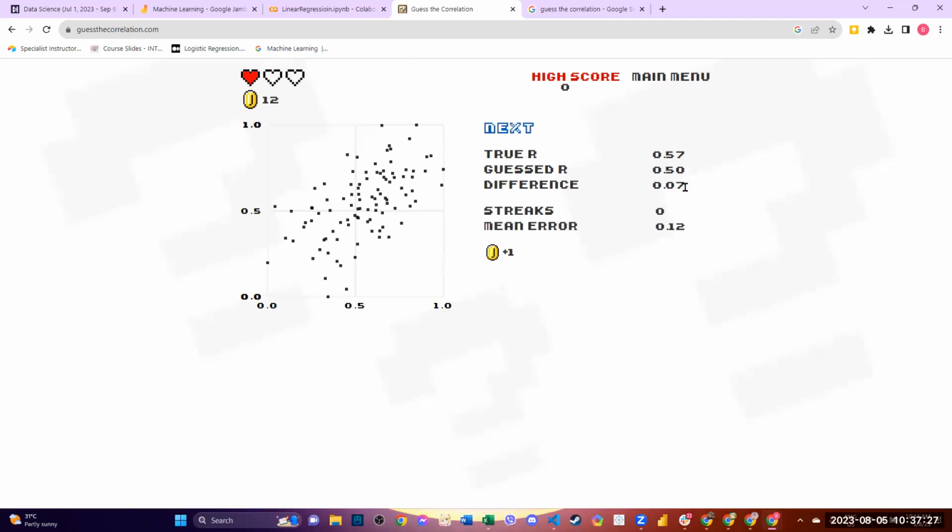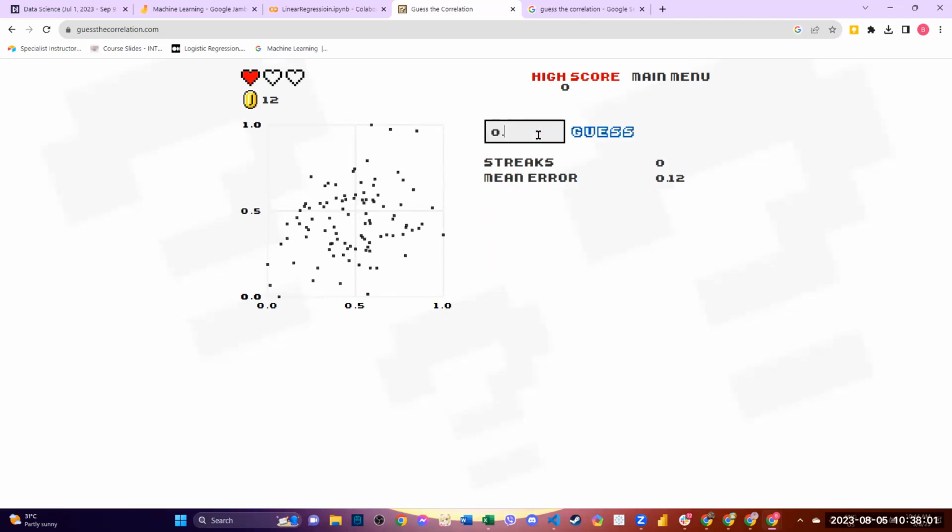Okay, so we did not lose because the true R is 0.57 and our guess is 0.50 and the difference is only 0.07. Therefore, we pass this one. Okay, konti na lang, yes. Pero at least we pass. So siguro, kung in-answer ko dito 0, magkapasang-awa. Okay, so next natin. How about this one? What is your guess?